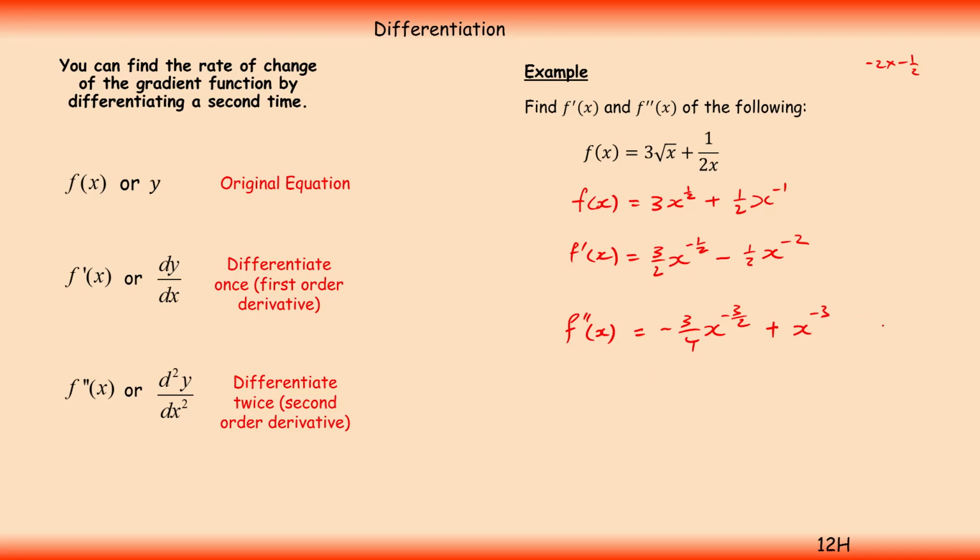Can rewrite that, that's fine, I like that. And we can rewrite that as equal to minus 3 over 4 x to the power of 3 over 2 plus 1 over x cubed. Okay, so hit pause, make some notes. Once you've done that, I've got some classwork for you.